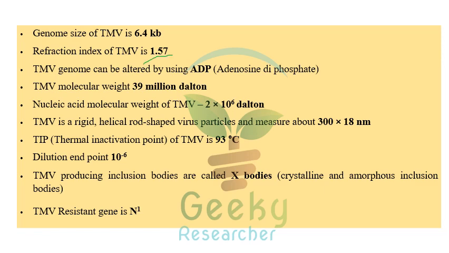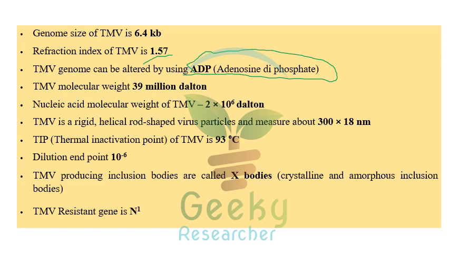Can the TMV genome be altered? It's a very, very important question. I have seen this question. The genome of TMV can be altered. We can alter the genome by using ADP, adenosine diphosphate. Okay, ADP means adenosine triphosphate. So by using ADP, we can alter the genome of tobacco mosaic virus.